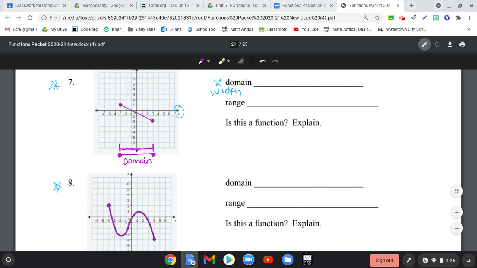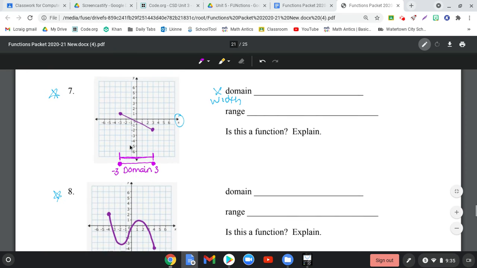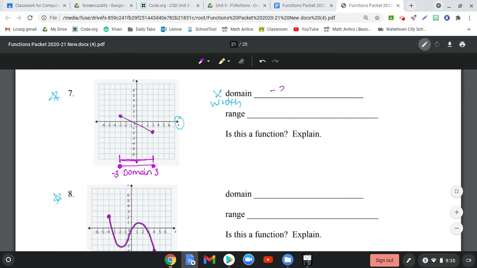What x's are being used? It goes from -3 to 3. Since they're both closed circles, remember we're going to use brackets. Remember, if they're closed circles, we use brackets. If it's an open circle, you'll have to use parentheses, which comes up once in a while.